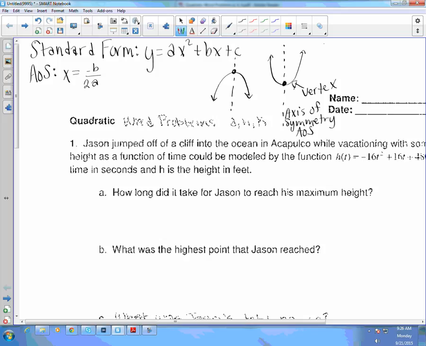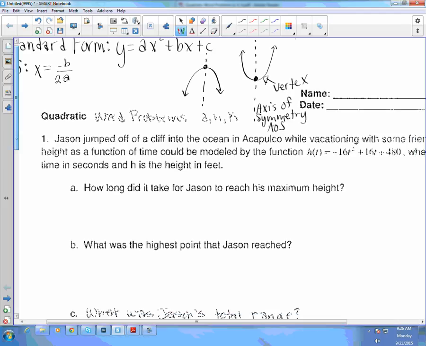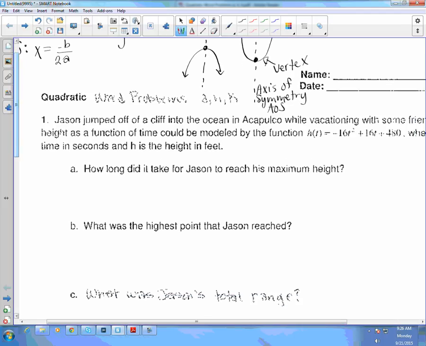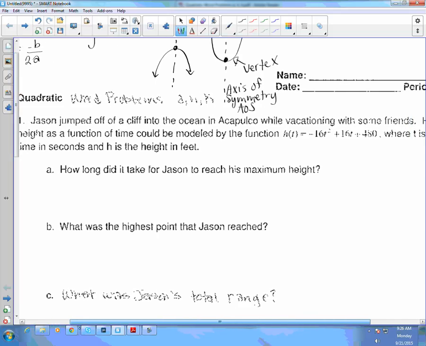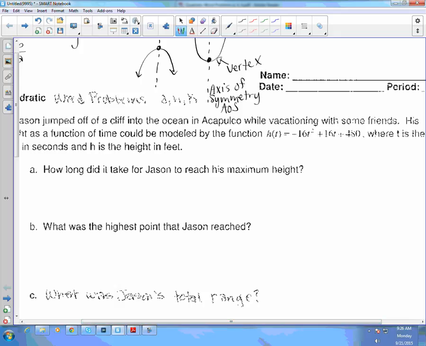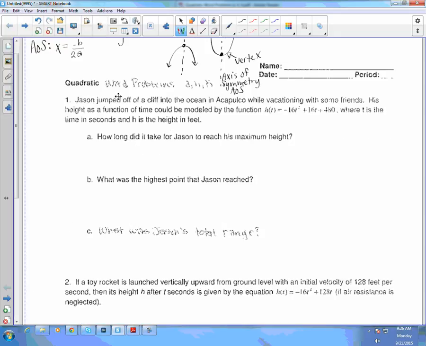Okay, here we go. First story problem. Jason jumped off a cliff into the ocean in Acapulco while vacationing with some friends. I can't see all that. Looks like it's a little smaller. Okay, his height. Maybe I should underline this. His height as a function of time can be modeled by this formula. Should I underline this? Yeah, if you're given a formula or an equation, it's probably important. Sometimes anything that sounds important.